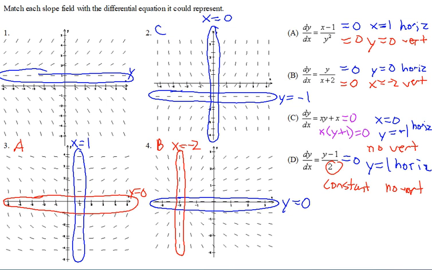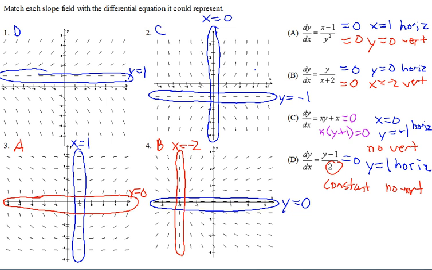Now, a lot of times that's enough to figure it out. If there's still more than one possibility, some that have the same horizontal and vertical tangent lines, then all you have to do is pick one point where on one graph the slope is positive and the other graph the slope is negative, and then plug it in and see which one actually gives you the right slope. Sorry about the bell there.